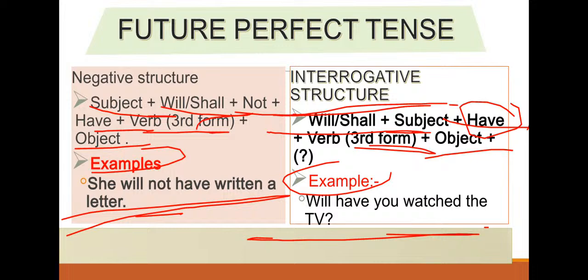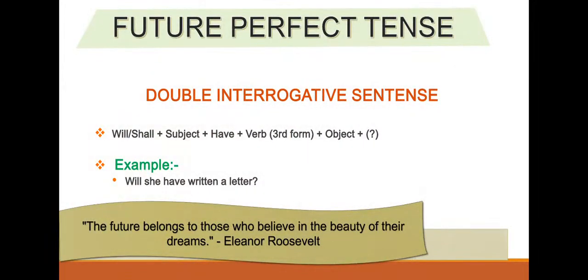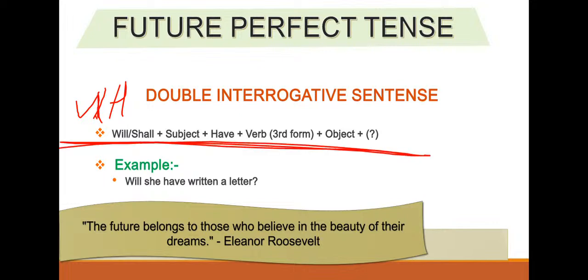Will she not have written later? Something like that. Now we have the double interrogative sentence. Will WH question, then will shall plus subject plus have, and then all those things.